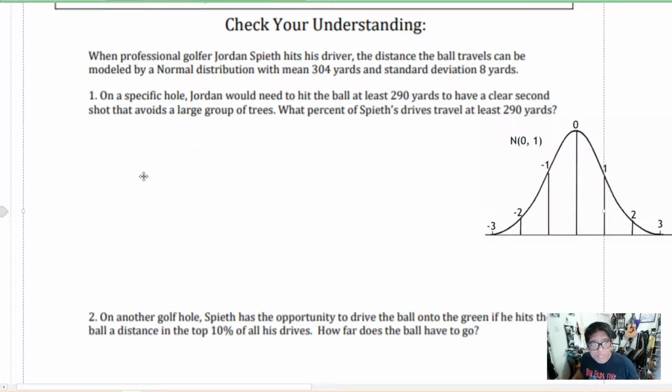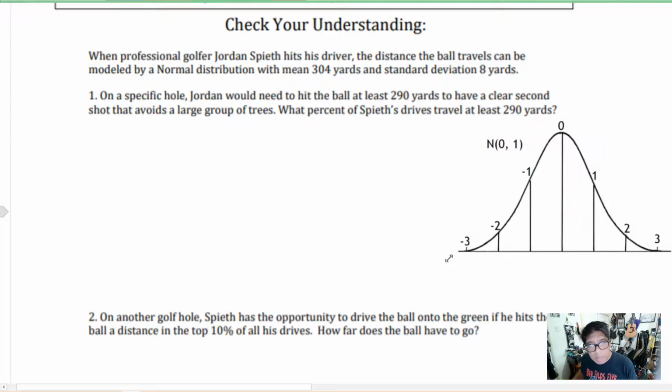So I'm going to start things out by looking at my normal curve. Let's make this a little bit bigger. And let's label. We need to get to 290, which is a little less than the mean. So you don't need to label all of the numbers. You maybe just the mean and one other.